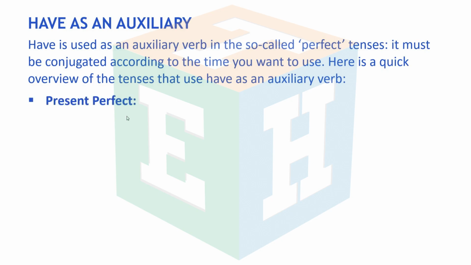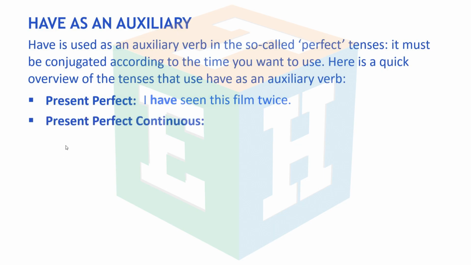Present perfect: I have seen this film twice. Present perfect continuous: They have been waiting for over an hour.